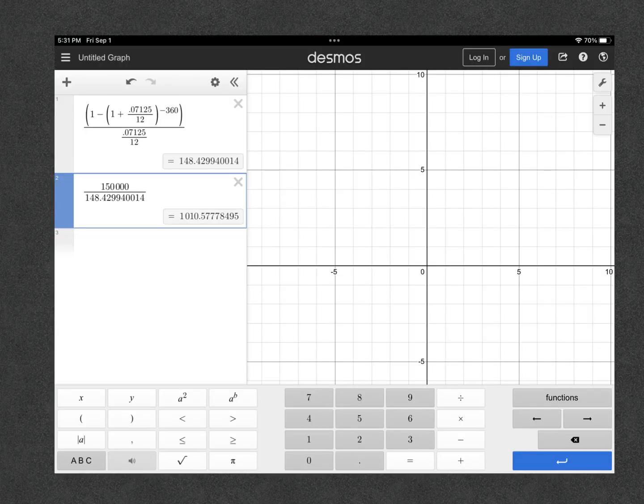So on this screen, again, you can see the calculations that were done in Desmos. Remembering that we have a capital R here representing our regular monthly payment. Once we get this number, 148.42, etc., we then need to take 150,000 divided by that number in order to come up with our monthly payment.